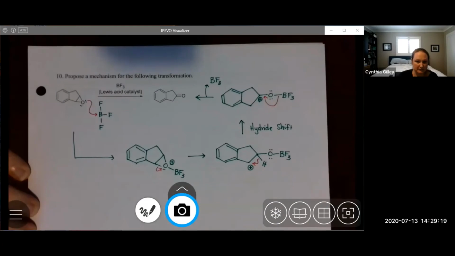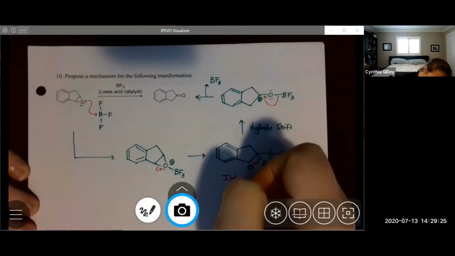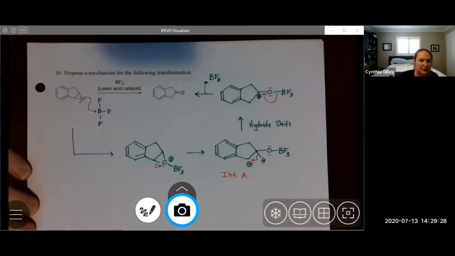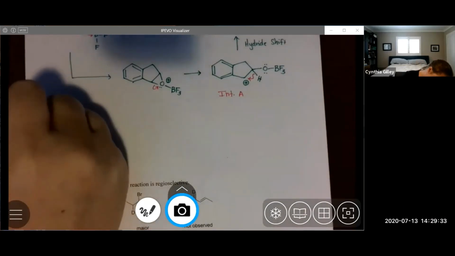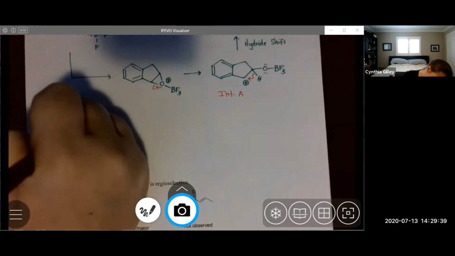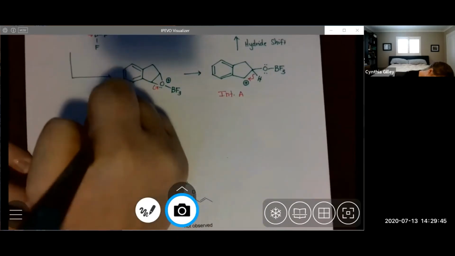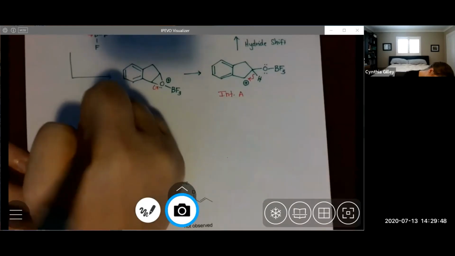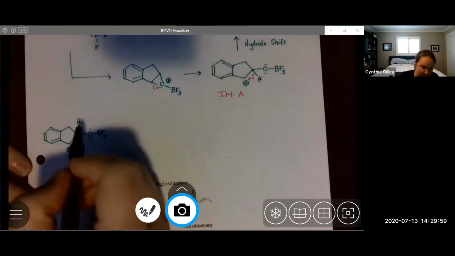So that's option one, right? And I'm going to call this intermediate A. So I can show you another possibility for getting to intermediate A. From intermediate A, also possible instead of a hydride shift, is a deprotonation. So perhaps some kind of base comes and takes this hydrogen.